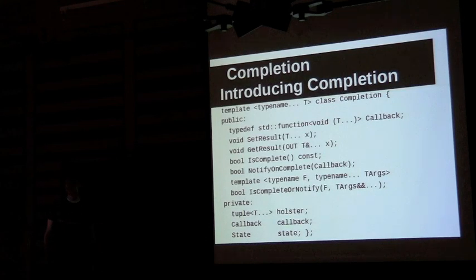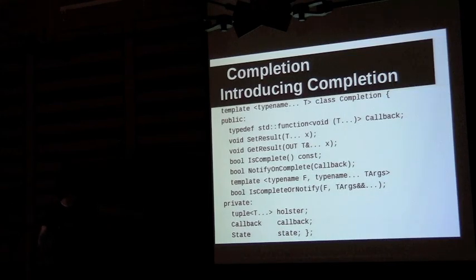So, completions. This is our completion class. There are some other non-interesting functions in there, but these are the somewhat interesting ones. So we say, all right, we've got a callback. You can set the result, you can get the result, you can check if it's complete. You can tell it to notify when it is complete, and for whatever reason, that returns a bool. I don't even know. And then we've got this weird-looking last function that's like, is complete or notify. I don't know who wrote this, but they're crazy.